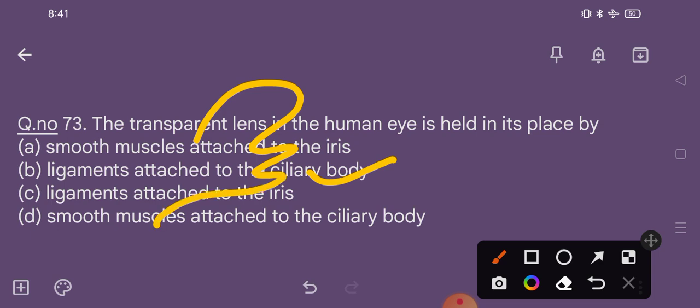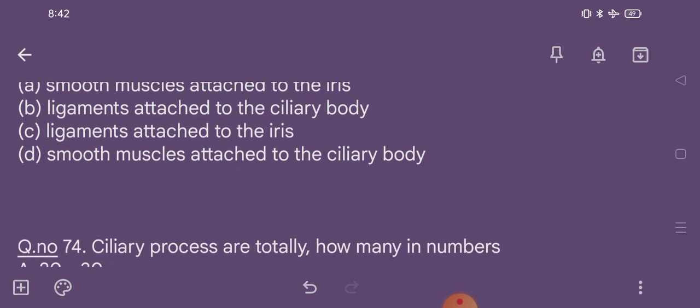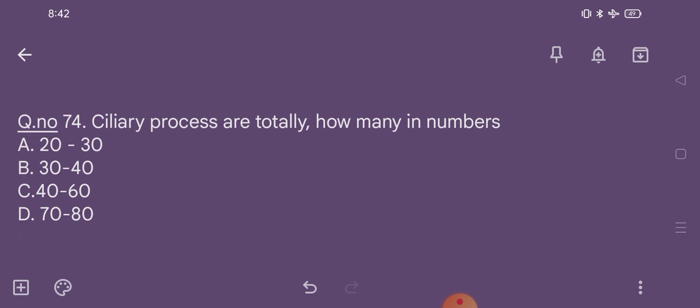So these are the ciliary processes. तो यहाँ से हमें ऐसे ligaments निकलते हैं जो इस lens के capsule से अटैच होते हैं और उसके बाद यहाँ पे हमें lens दिखने को मिलता है। तो इन ligaments को हम बोलते हैं, these are called suspensory ligaments. So option B is correct. Now question number 74.